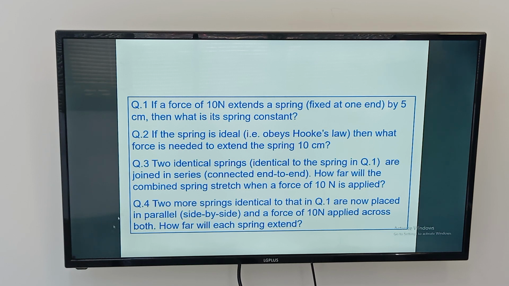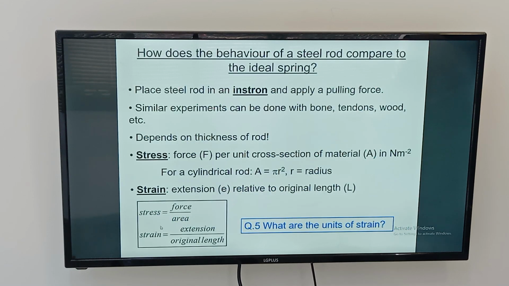If you can, do question 4 as homework on your own, please do.